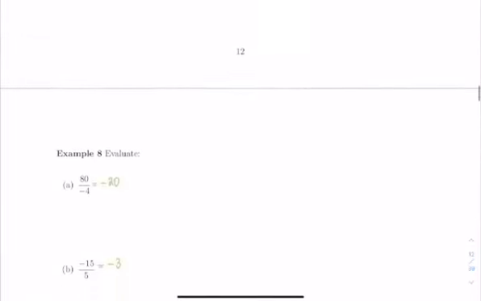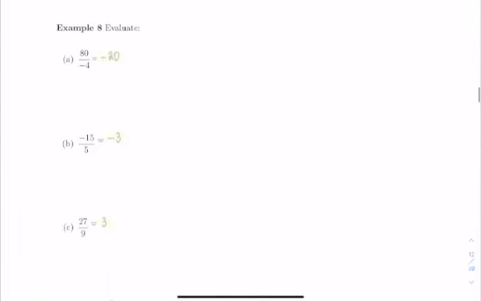So 80 divided by -4, one is positive and one is negative, which means this is going to be negative. And 80 divided by 4 is 20. -15 divided by 5, we have one positive, one negative, which means this is negative, and 15 over 5 is 3. So we end up with -3.